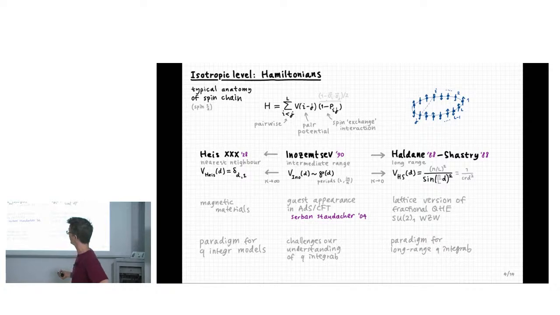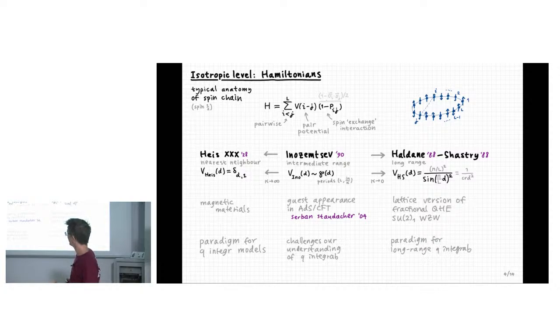Now, in terms of quantum integrability, of course, the Heisenberg model is a paradigm for quantum integrable models in general. The Haldane-Shastry model instead is a paradigm for long-range quantum integrable models. It has a very, very special structure, as I already mentioned through these properties here. I'll show you a little bit more of this. And the integrability here looks rather different.